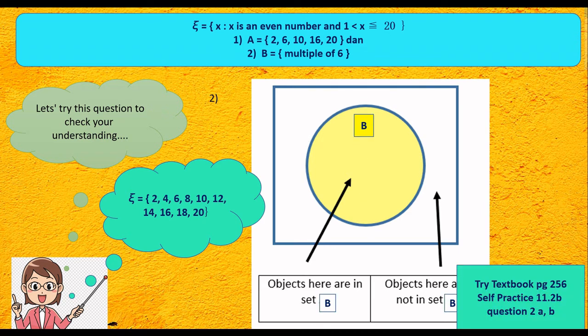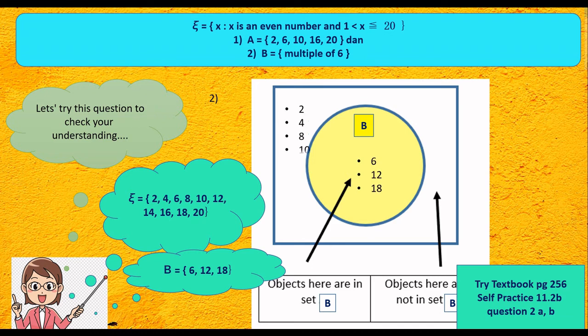Can we continue? So now we continue with question number B. My set B is saying I want only the multiples of 6. So here will be your set B. What are the multiples of 6 inside this universal set? The only ones I can find are 6, 12, and 18. That's why I will put these 3 numbers inside the circle, and the rest I will put outside the circle.